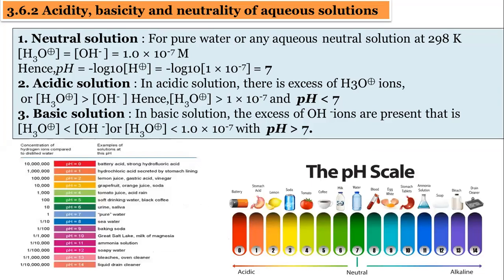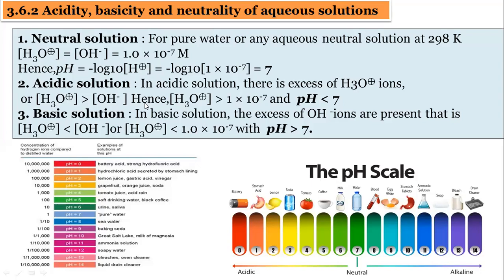So depending upon the concentration of H plus ions and concentration of OH minus, there are 3 types of solutions. First one is a neutral solution, which is having the pH 7, acidic solution, which is having the pH less than 7, and basic solution, which is having the pH more than 7. So remember this neutral solution, acidic solution, basic solution.